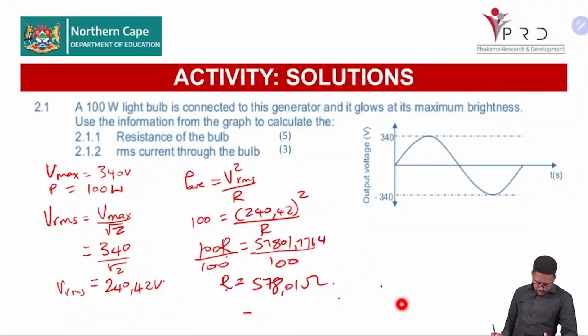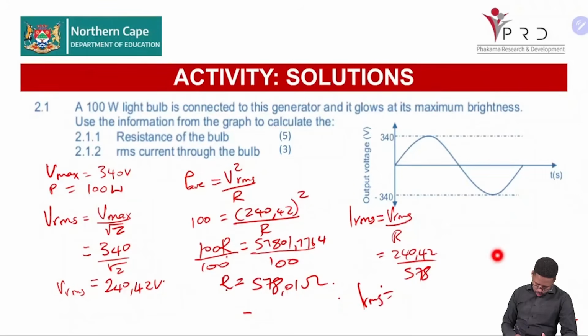The next question is saying calculate RMS current. Then you can say IRMS equals VRMS all over R. What is our VRMS? It is 240.42 all over 578. So what will be our IRMS? And then I think our answer will be 0.42 amperes.